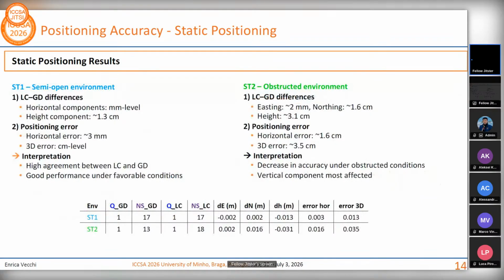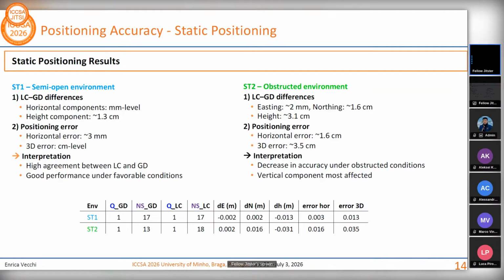What emerged from this data is that in the semi-open environments, we have an accuracy, so the difference in the 3 components, at the millimeter level for the horizontal components, while we have an accuracy at the centimeter level in the vertical one. The resulting positioning error is also at the millimeter level, while the 3D is at the centimeter level. So we have a high agreement between the 2 devices and good performance, we can say, in the semi-open area.